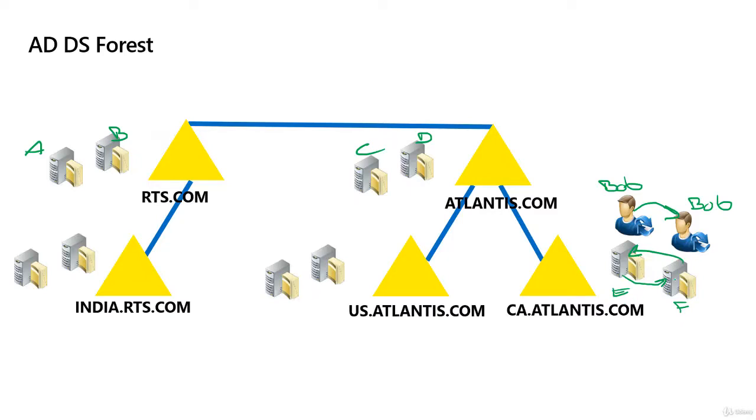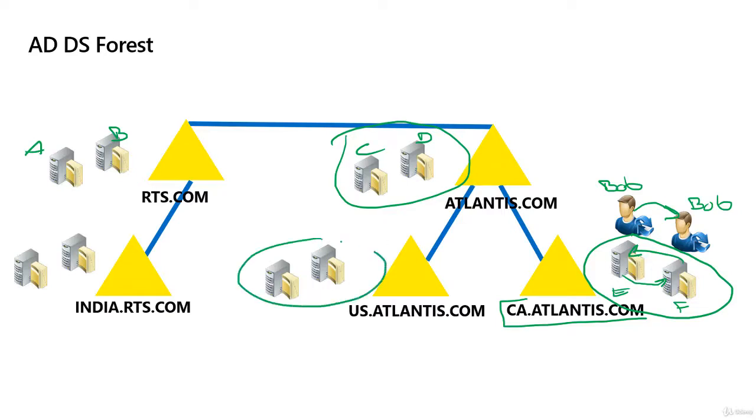Now, this is only within your domain that they replicate. So these two domain controllers here are exact replicas of each other, but they only contain objects like users, computers in this ca.atlantis.com domain. In the Atlantis.com, you have your domain controllers here. They're going to contain all the users in this domain. The US, same thing. They're going to contain all the user accounts that you ever create in the us.atlantis.com. Our india.rts and our RTS, same thing.